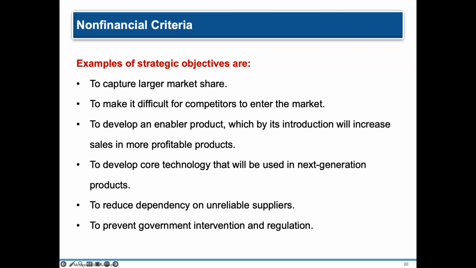So if you're looking at it from a standpoint of Michael Porter's 5 forces, you are strengthening your barriers to entry. And in order for you to do that, you have to spend some money. All right. Third example, to develop an enabler product, which by its introduction will increase sales in more profitable products.